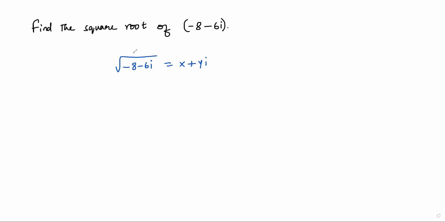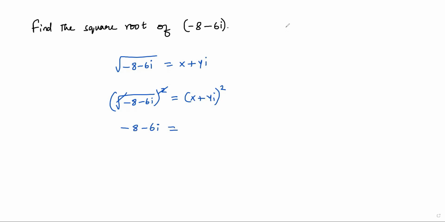Now to get rid of the square root on the left side, I'm going to square both sides. So (-8 - 6i) squared is equal to (x + yi) squared. Here the square root and square cancel out, and I get -8 - 6i on the left side. On the right side, I'm taking the square of x + yi.